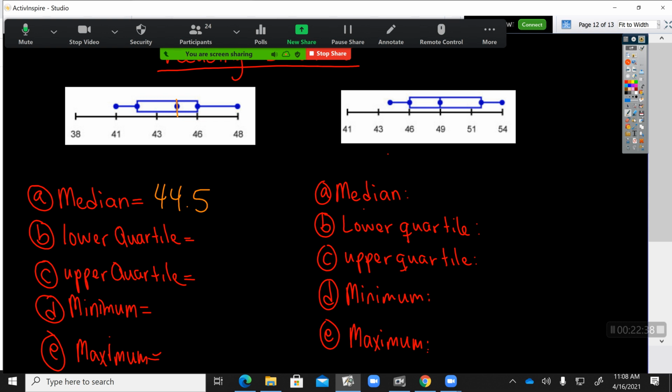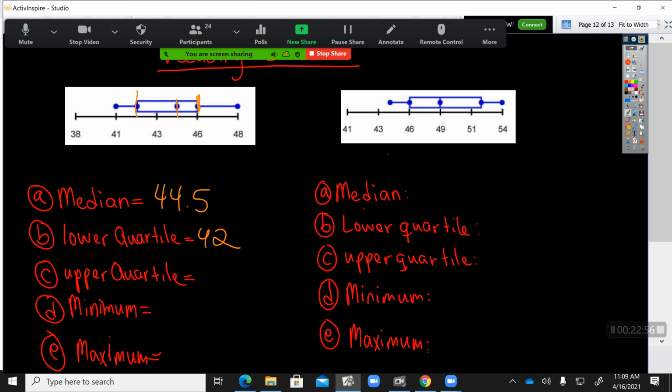The lower quartile is the first line of the box. And again, it's in the center between two numbers. What number is right in between 41 and 43? 42. Next question is the upper quartile.